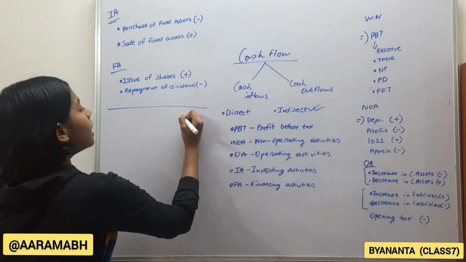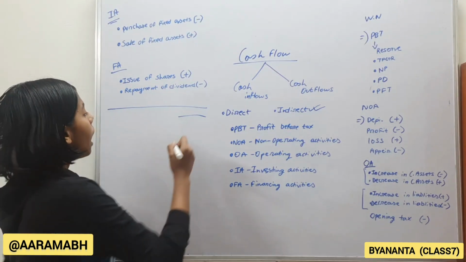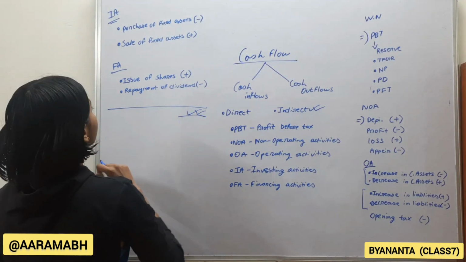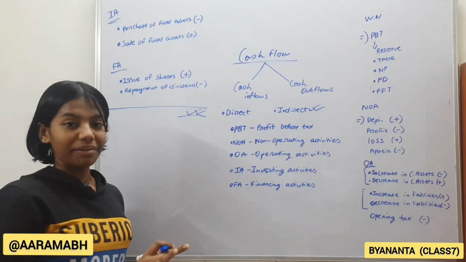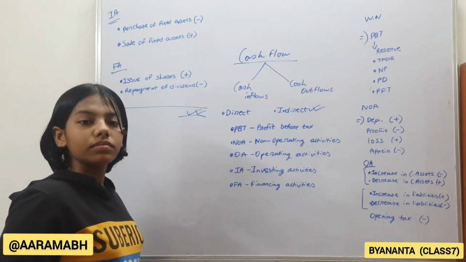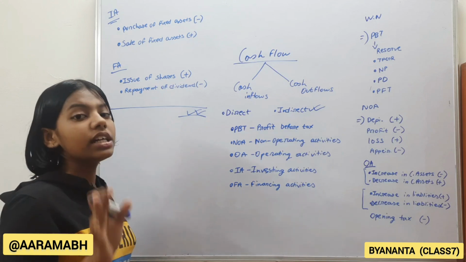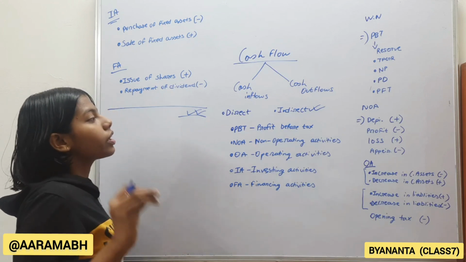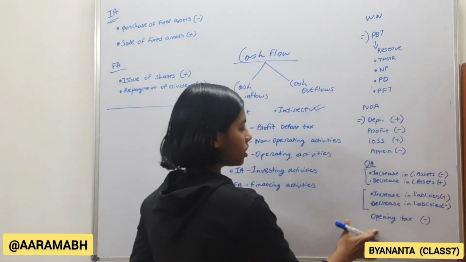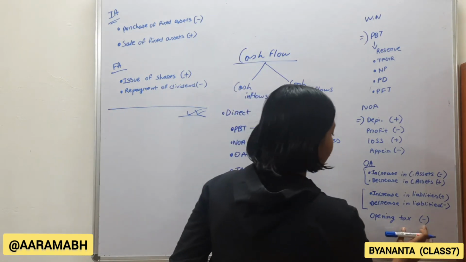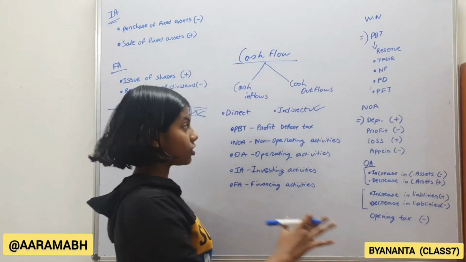Now, let's take an example. I got the amount, let it be anything, in the FA. Before I tell you what we will get, I need to tell you a really important thing: we less the amount of the opening tax right here.